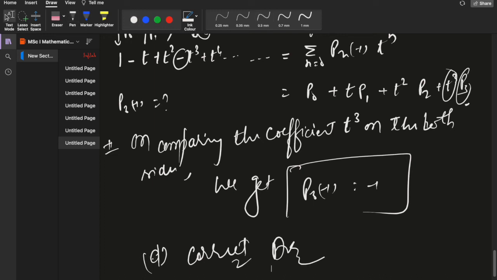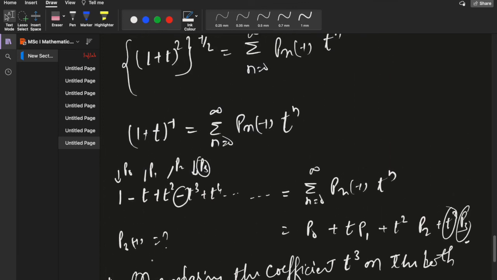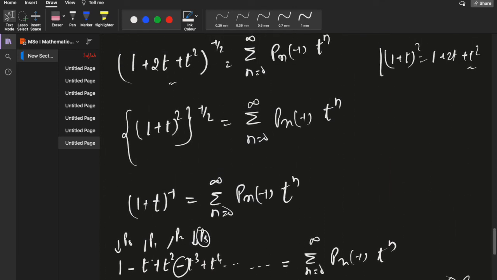Good. So by this formula we can calculate our recurrence and we can solve numericals too. In our upcoming lecture we will study the Rodrigues formula for Legendre polynomial and we will see the graph in Mathematica. Thank you.